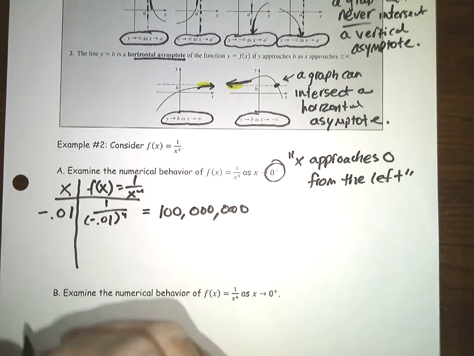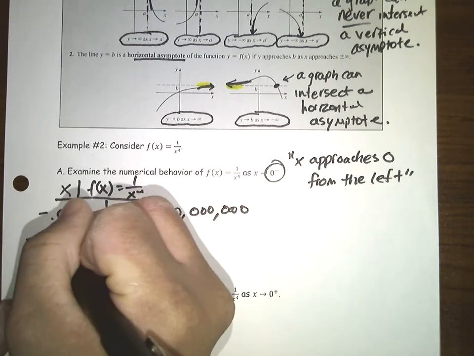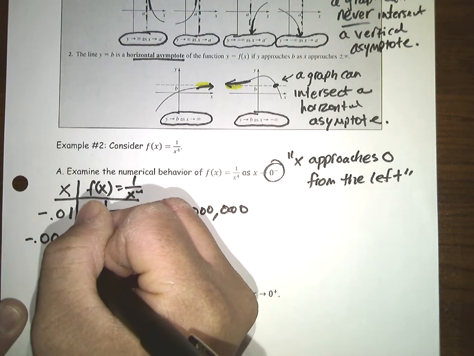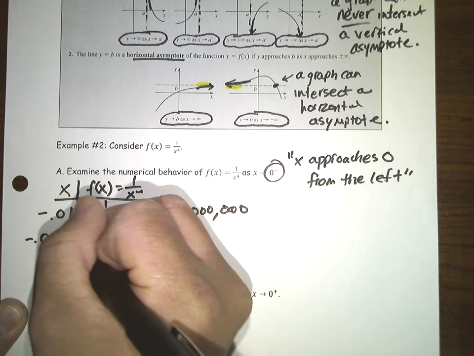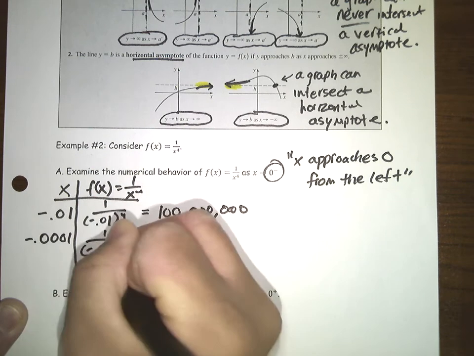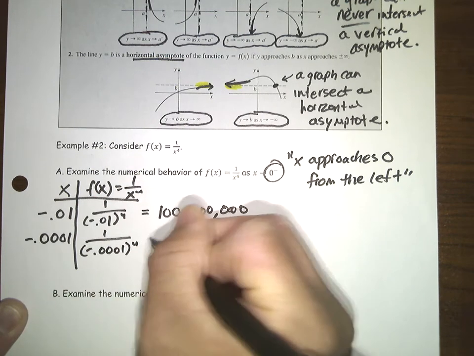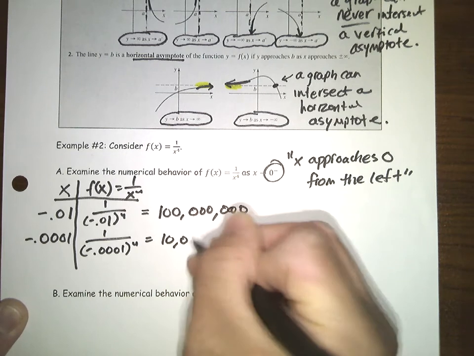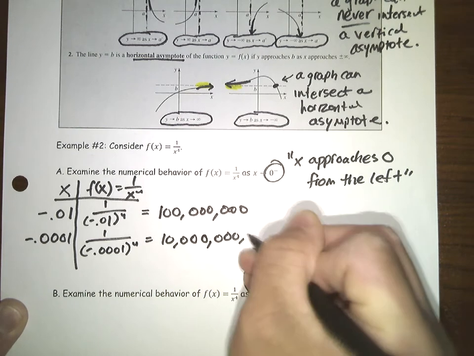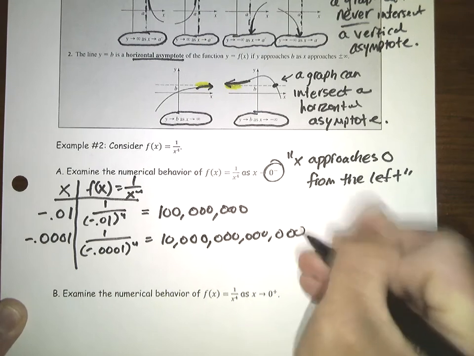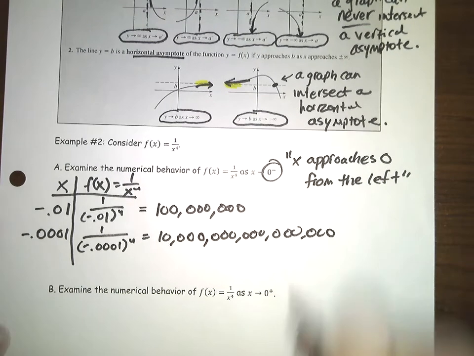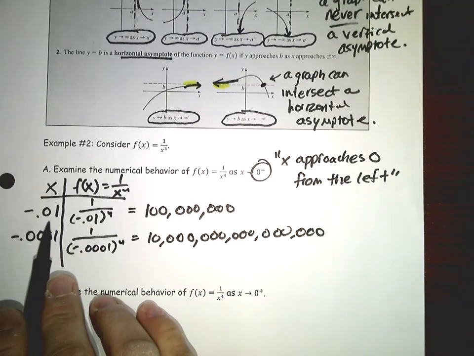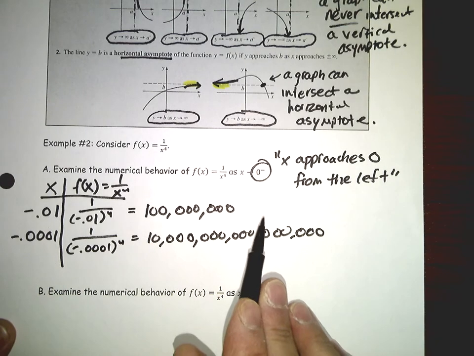All right, and then if I try negative 0.00, let's just put in three zeros. So 1 over 0.0001 to the fourth. Well, that is actually a pretty large number already. I don't even want to say what this is, but I think you get the point that as we get really, really close to 0, the numbers are getting very, very large.